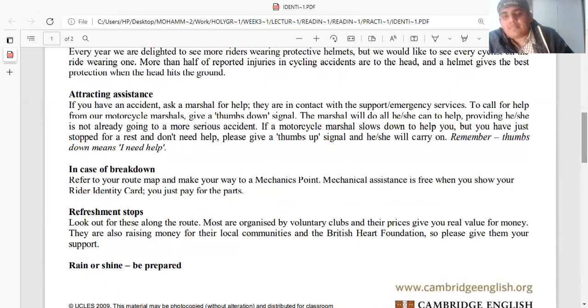Next up, in case of breakdown, refer to your route map and make your way to a mechanic's point. Mechanical assistance is free. When you show your rider identity card, you just pay for the parts. Refreshment stops. Look out for these along the route.